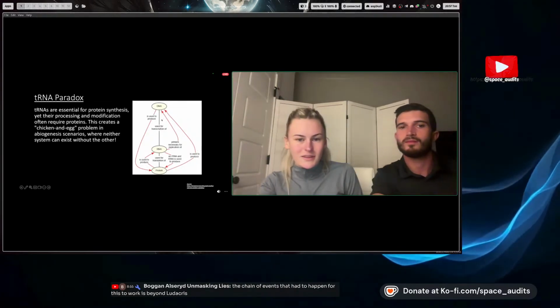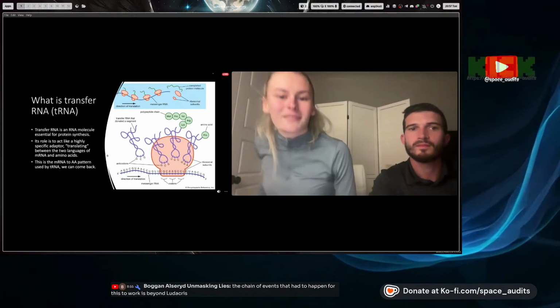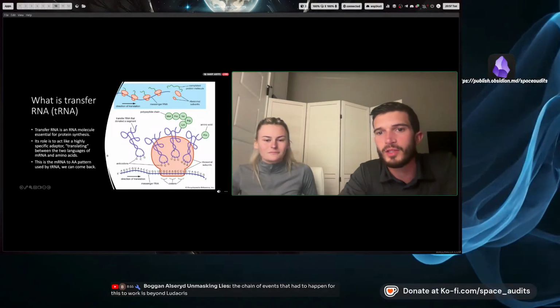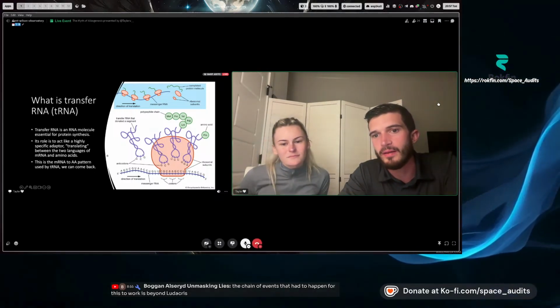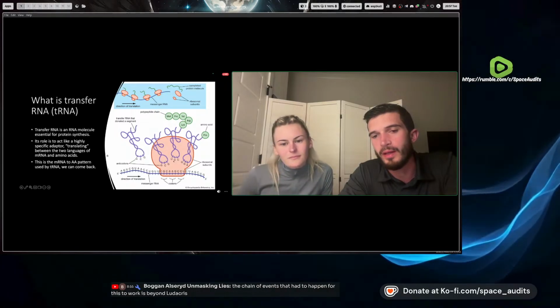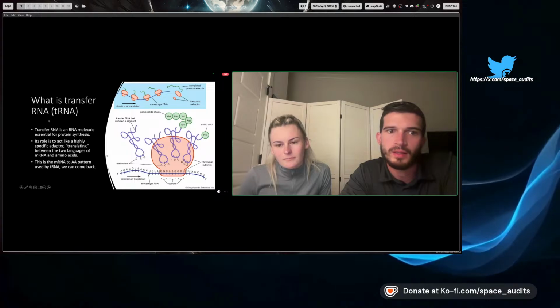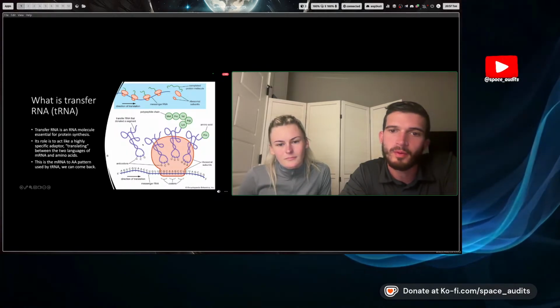So yeah, did you have a few slides? Yes. Okay. All right, so we're going to talk about transfer RNA, and I know we're jumping right into this, but you see this red ball here. That's the ribosome. Okay. And so you need tRNA, and that's these purple lines right here.